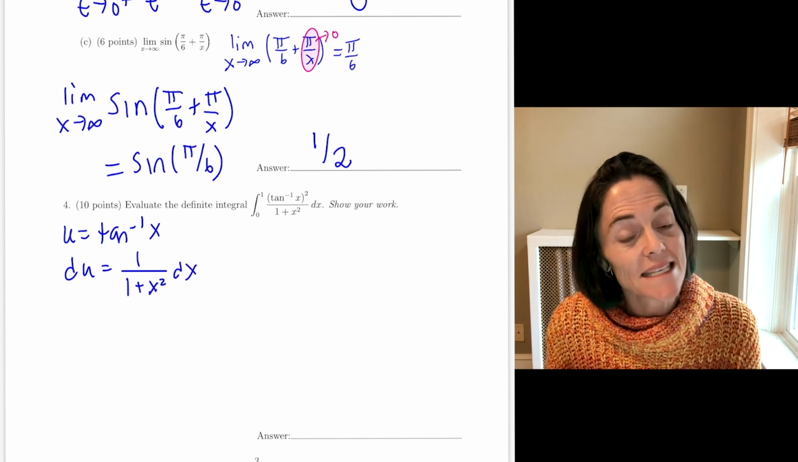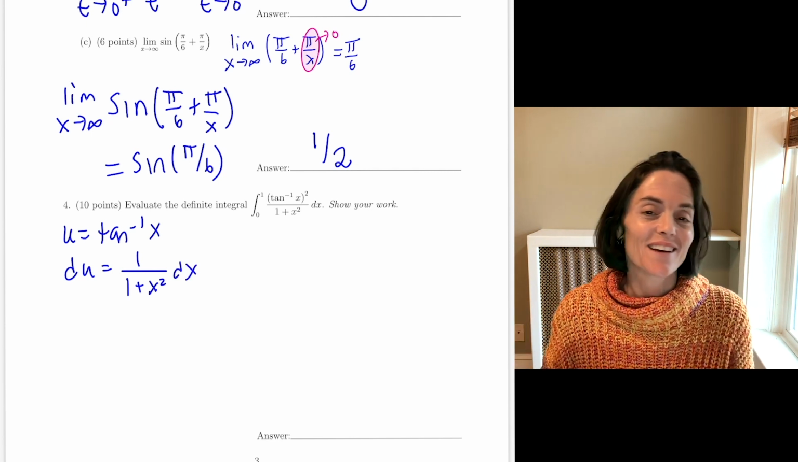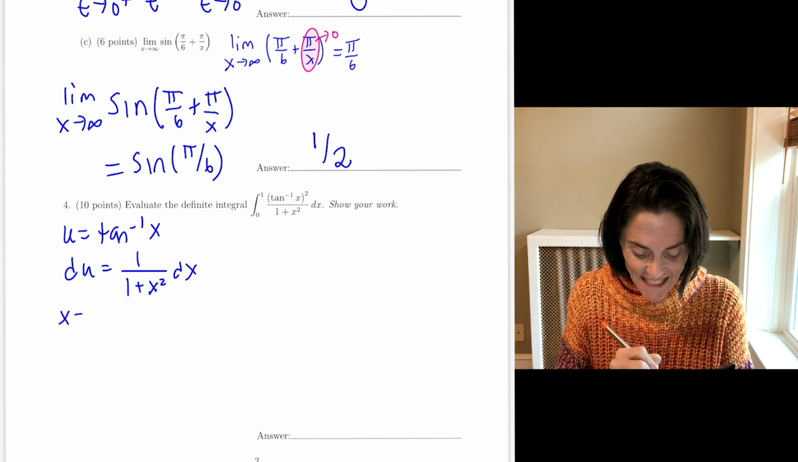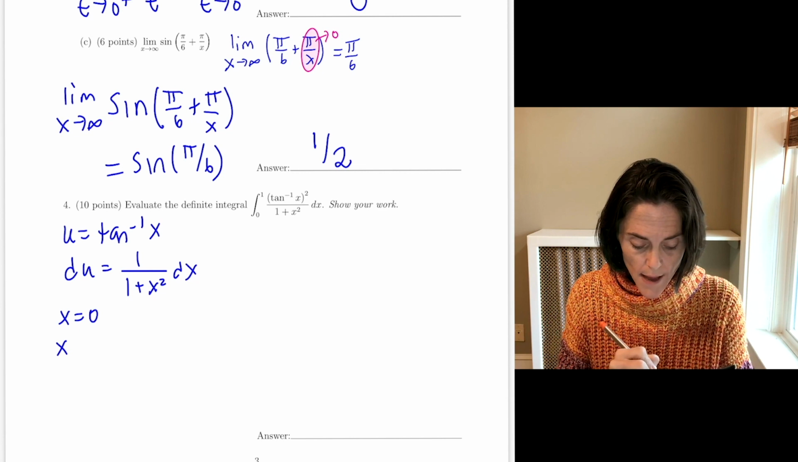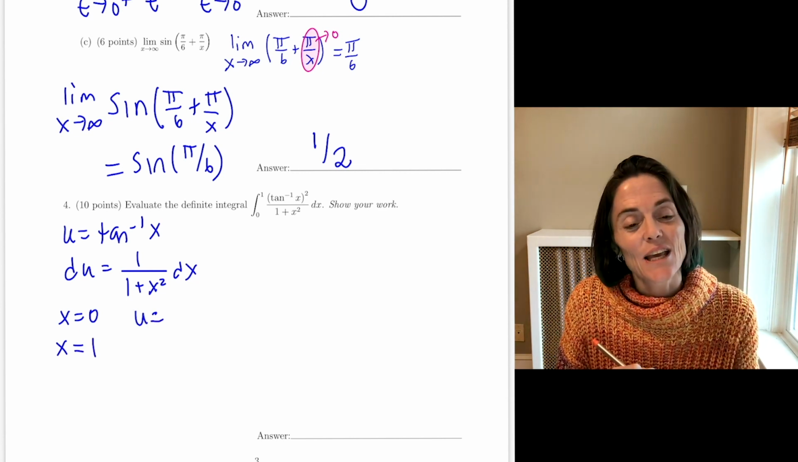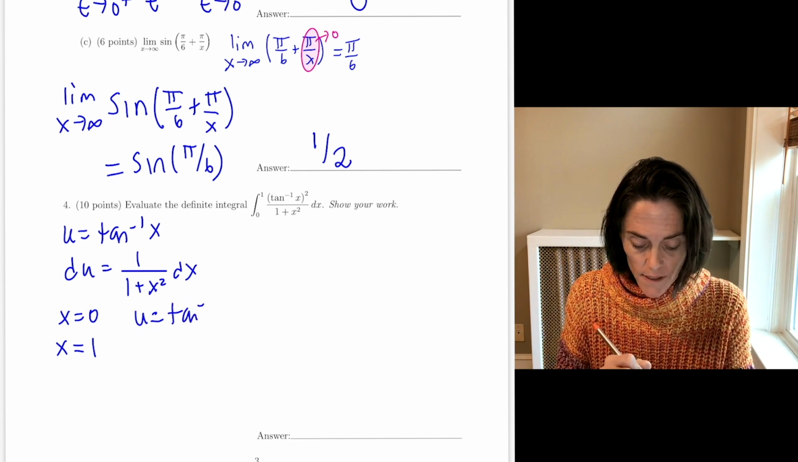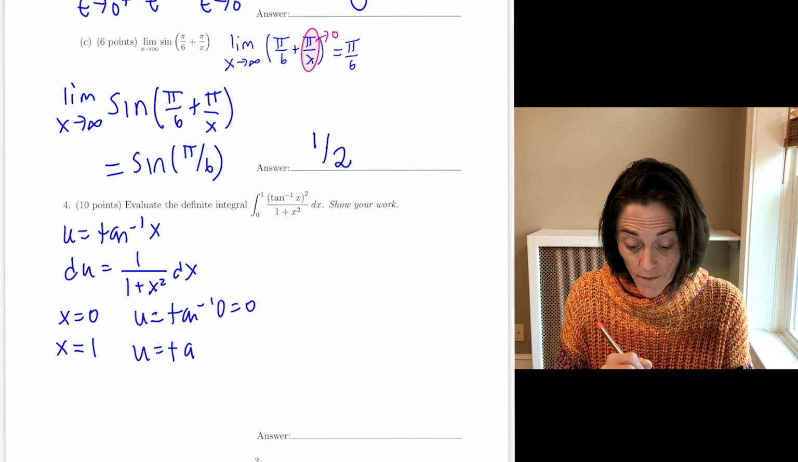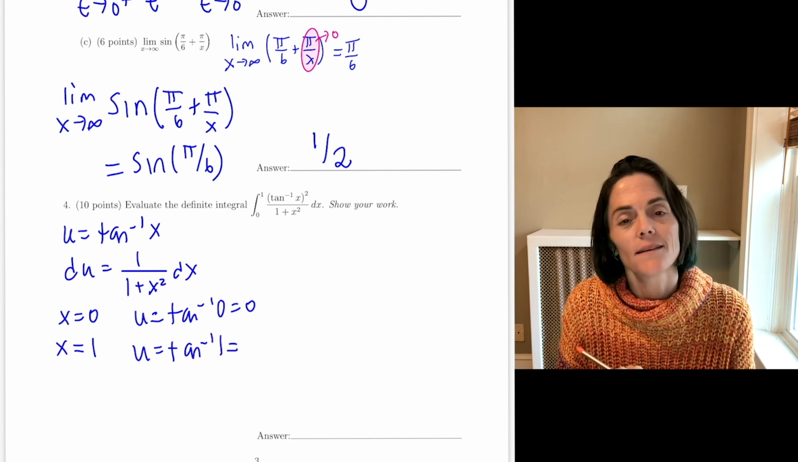dx. Now you notice I have exactly du in my integral, but let's change our bounds. I always do this. I change my bounds to u bounds. So x ranges between 0 and 1. Here u will be the tan inverse of 0, which is 0. Here u will be the tan inverse of 1.